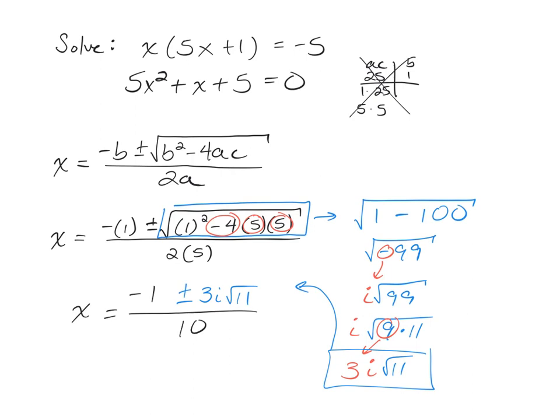So again, we do a very quick check. Can you divide negative 1 and 3 and 10 by the same number? No, we can't do that. So here is our final answer. Again, 2 answers, 1 plus, 1 minus. I've got one more example to run you through.